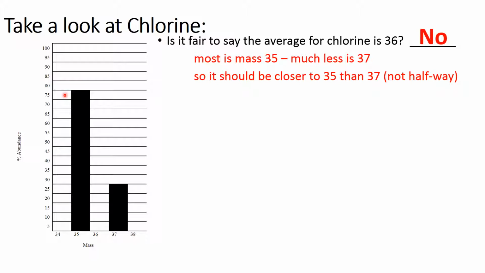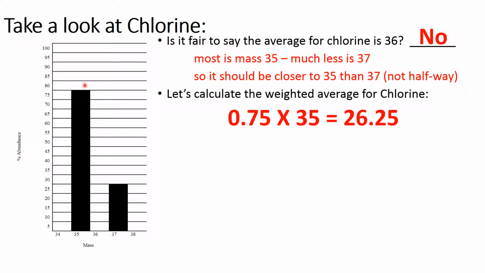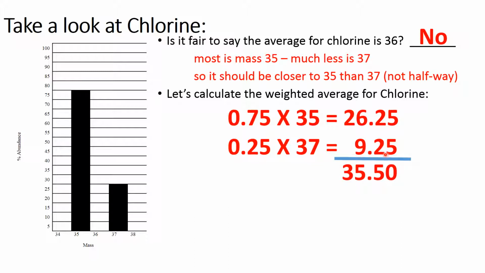Let's look at the math here. So for chlorine, we start by taking the 75% and converting it to 0.75. And then we'll multiply it by the mass number for the isotope chlorine 35, and we get this. Then we'll take the 25%, convert that to 0.25, and multiply it by the mass number for chlorine 37, which is 37. And we get this. We add these two together, and we get 35.50.